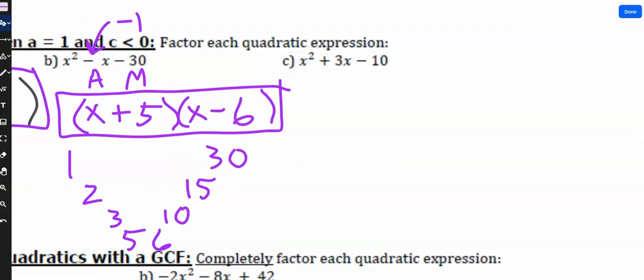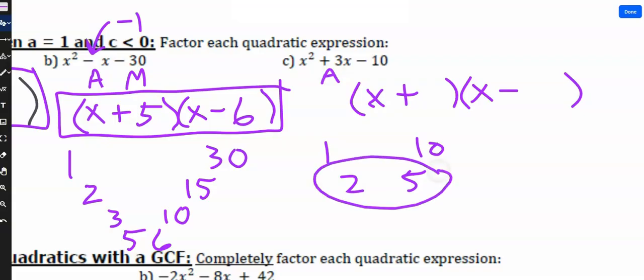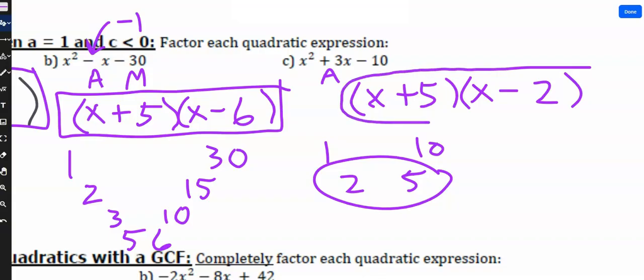Part C, or example C here. So I got an x there and an x there. We got a plus and we got a minus. Factors of 10, we got 1 and 10, or 2 and 5. Not a whole lot of options. We're trying to get it to add up to 3, so I think it's going to be this one right here, positive 5, negative 2. And that is true. Positive 5 and a negative 2 would add up to positive 3.